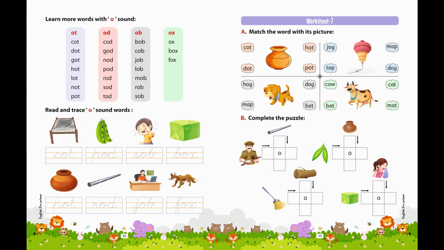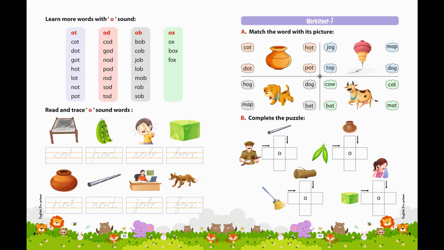Let's learn more words with the sound O, like OT words: got, dot, hot, lot, not, pot. OD words: cod, god, pod, rod, sod, tod. OB words: bob, cob, job, lob, mob, rob, sob. OX words: ox, box, fox.